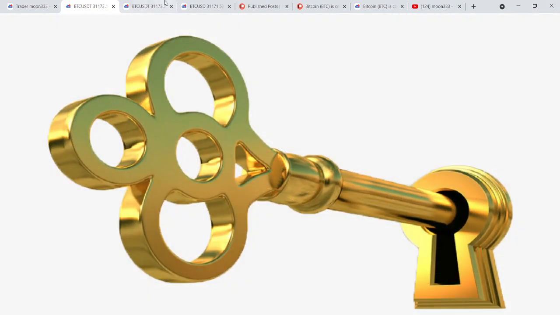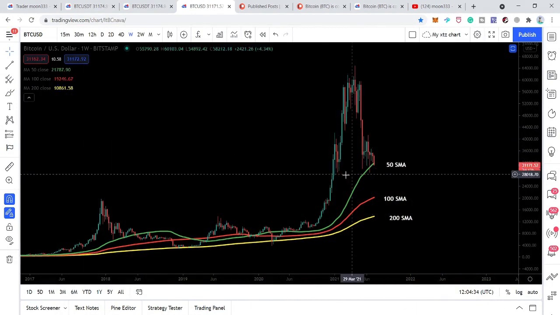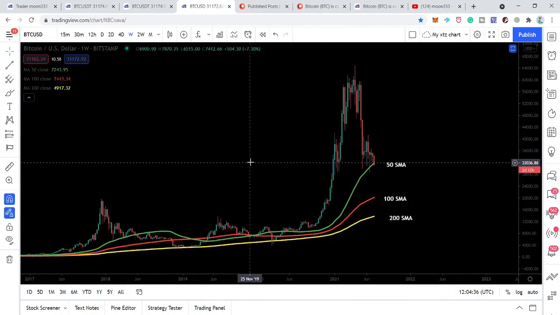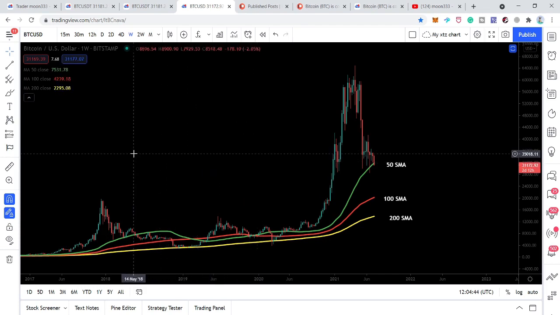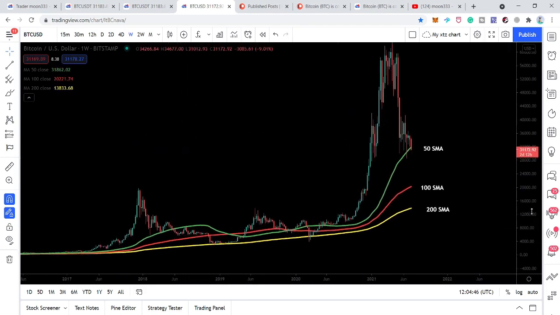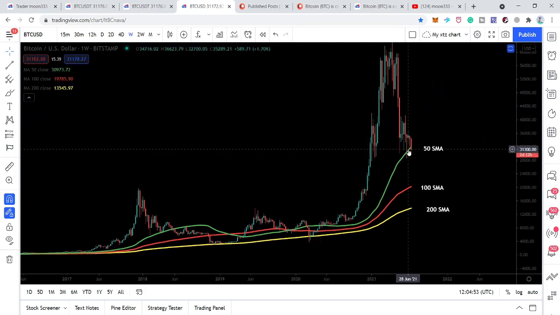And at the same time, we are also testing this 50 simple moving average on the weekly time frame chart. And previously I've explained in my previous videos that this 50 simple moving average is very important, because whenever the price action has tested this 50 simple moving average for the first time, then we had 50 to 100% rallies after testing it.